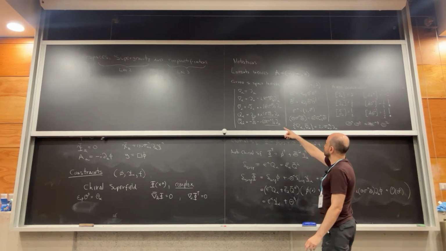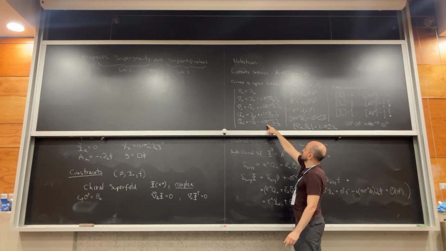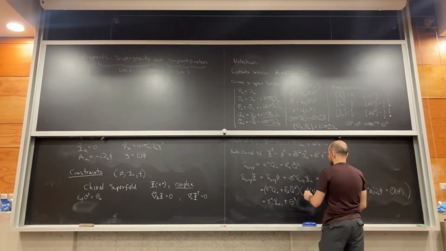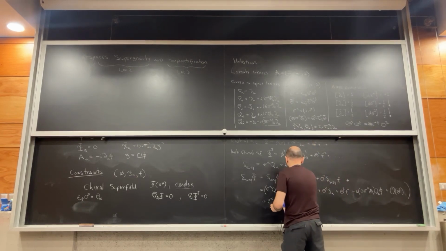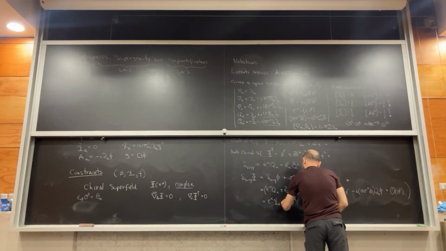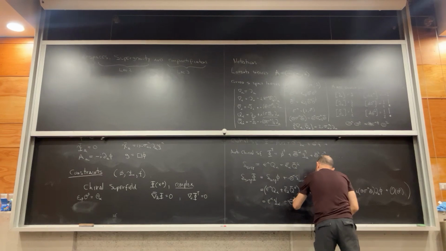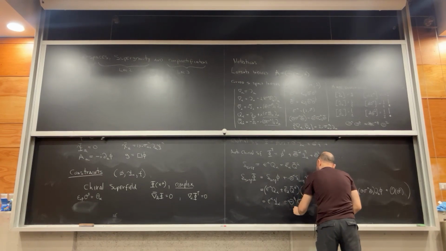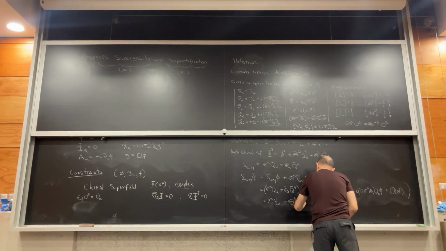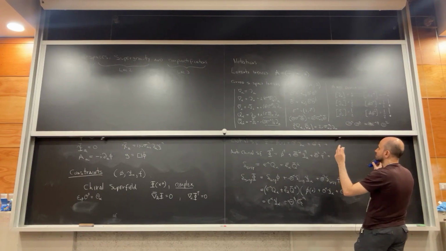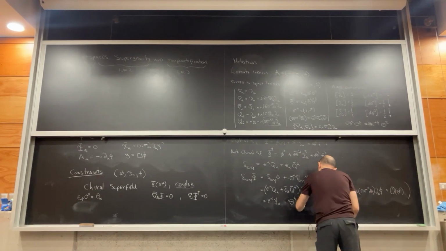So if I look over here, this is the way. So I'm going to have a minus I sigma A beta.